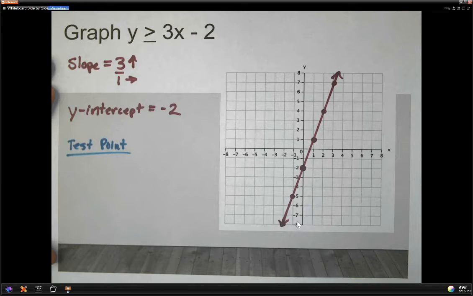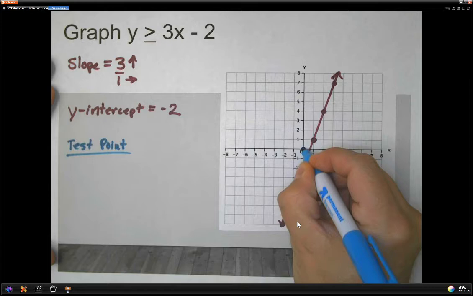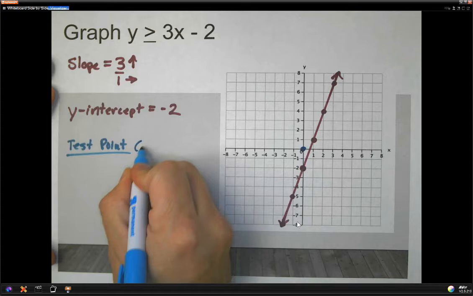So when choosing a test point, make sure you do not, I repeat, do not choose a point that is on the line. You have to choose a point off the line. And it can be anywhere. It can be right here, right there. Anywhere on this graph, you can choose a point as long as it is not on the line. I tend to aim for the easiest test points. I notice that 0, 0 is not on my line, and I like that because I like small numbers to work with. So I'm going to use the test point 0, 0.